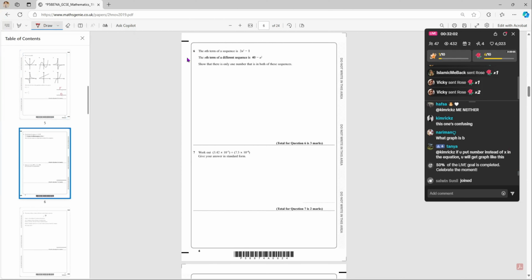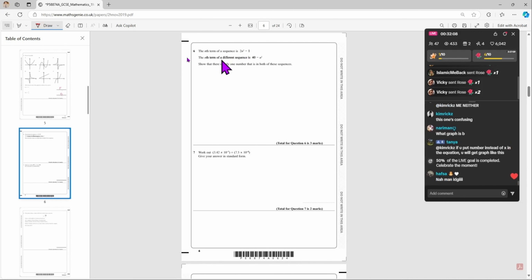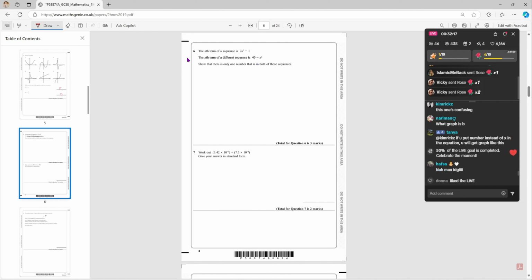Now, question number 6. The nth term of a sequence is 2n squared minus 1. The nth term of a different sequence is 40 minus n squared. Show that there's only one number that is in both of these sequences. We have to show that there's only one number that is in both of these sequences.